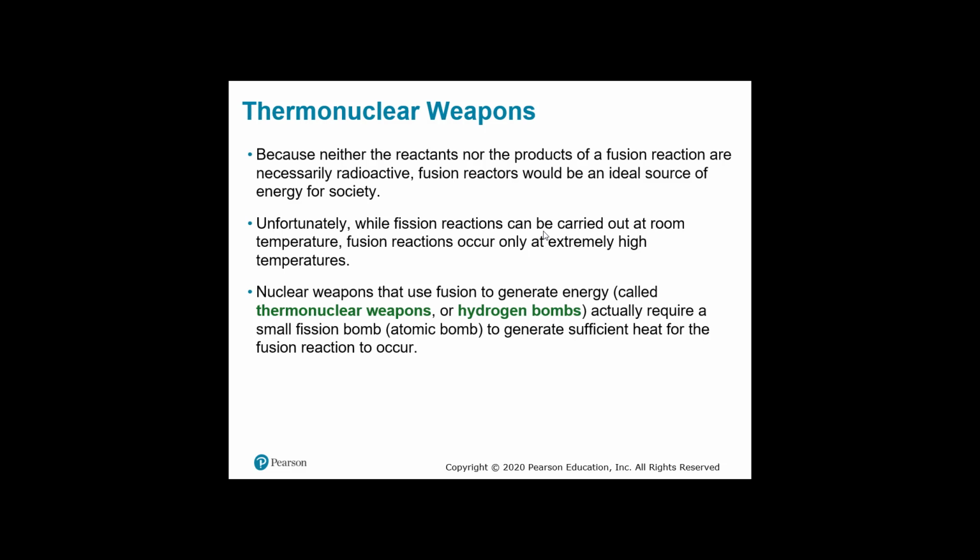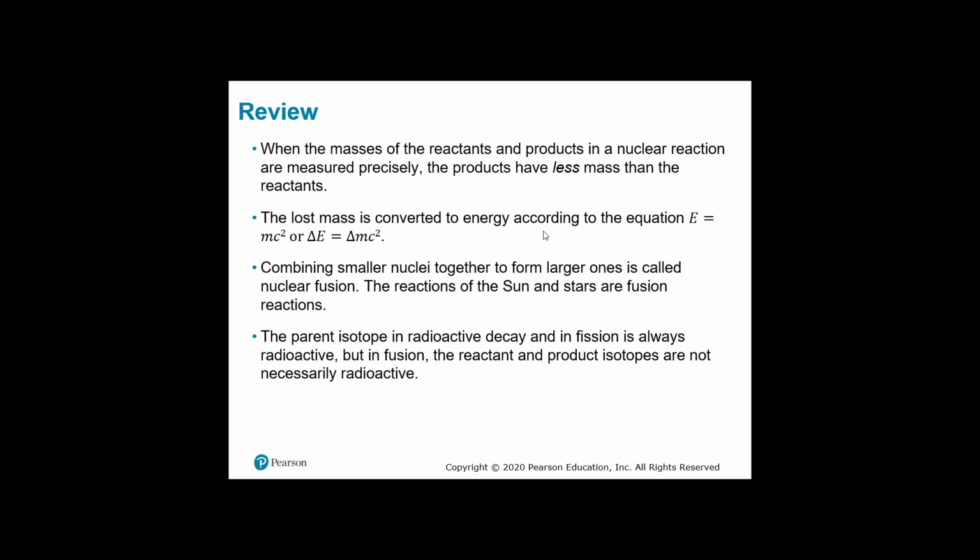Unfortunately, they have to be carried out in different conditions, which are still very difficult to have, and based on the book, they can get it started, but they can't keep it going. So it has to be carried out in extremely high temperatures, and if you remember my first slide on this, it's a temperature like the sun. Nuclear weapons that use fusion to generate energy, these are called thermonuclear weapons or hydrogen bombs, actually require a small fission bomb, so an atomic bomb, to generate enough heat for this to start to occur.